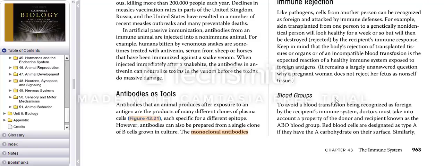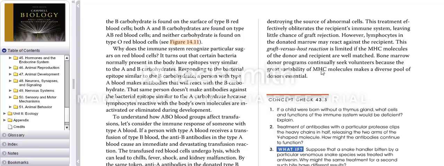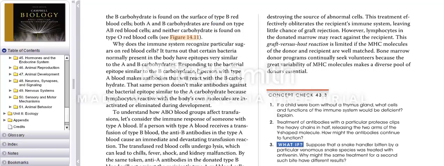Moving on, as we also talked about in class, we talked about blood groups in the sense of dominant and recessive alleles. So you have the 4 types of blood. They have to have the right alleles, consistent, so that blood is not rejected by a recipient. This continues talking about the 4 types.